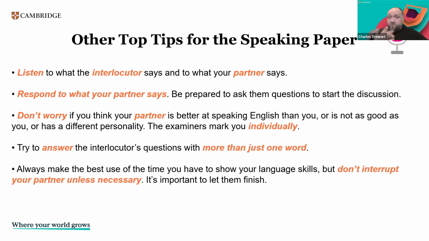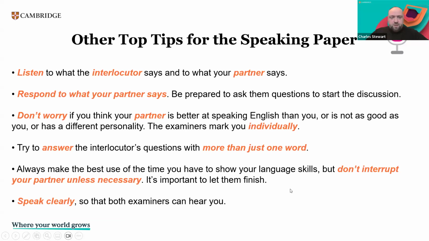Try to manage the conversation. Try to say, well, may I comment on this, or something like this. However, never outright interrupt what your partner is saying. It's important to let them finish. And lastly, make sure that you're speaking clearly so that both of the examiners can hear you, both the one at the table and the one at the opposite table to you as well, both the interlocutor and the assessor.